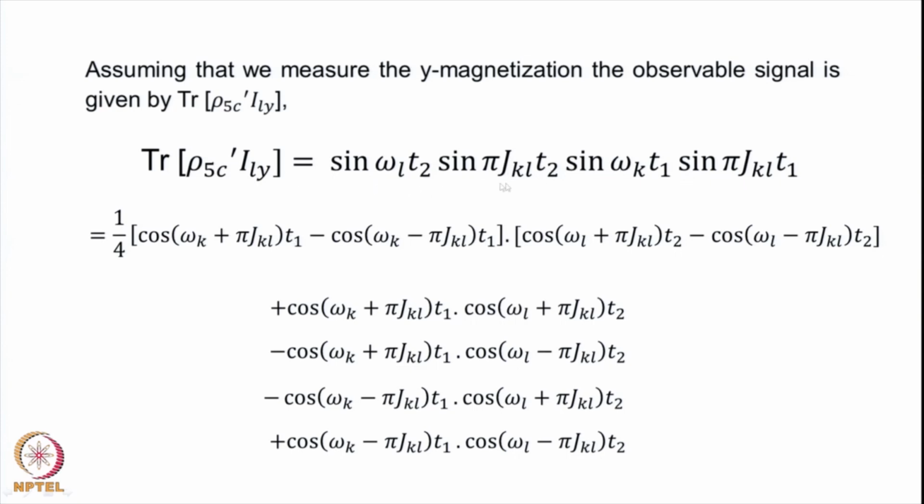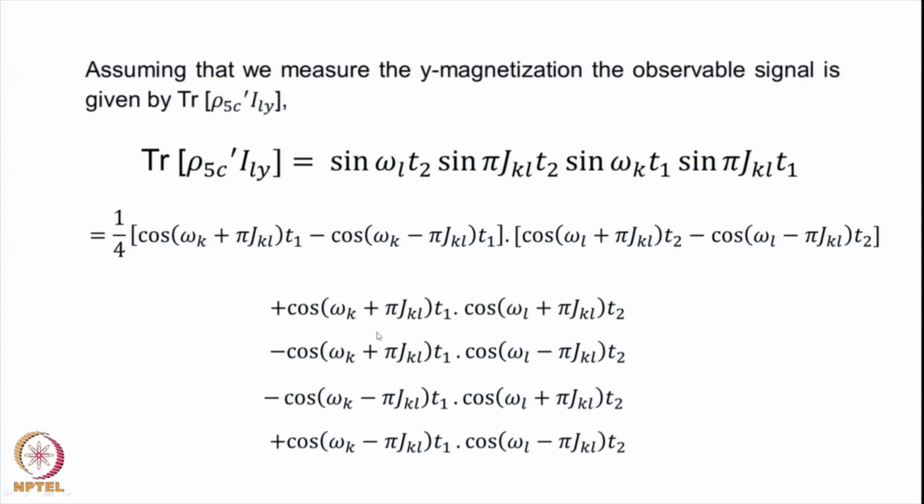Okay. So, now you break this up into its components. This one, sin omega k T1 sin pi j k L T1, will give me cosine omega k plus pi j k L T1 minus cosine omega k minus pi j k L T1, and this one will give me cosine omega L plus pi j k L T2 minus cosine omega L minus pi j k L T2. So, if you see there are 4 terms here, this into this, this into this, this into this, and this into this. Because of these minus signs here, we do get combinations of positive and negative peaks.